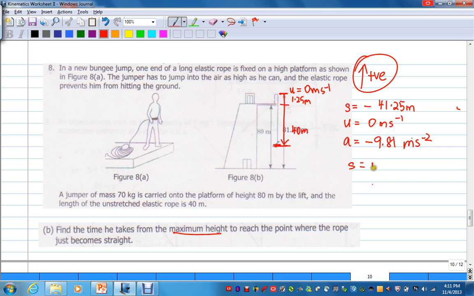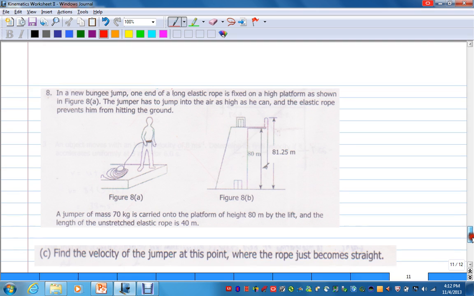Yes, I can use s equals ut plus half at squared. So my s in this case will be minus 41.25. My ut will be gone because u is 0. Then this will be half times a, which is minus 9.81, times t squared. Notice that there are negative signs on both sides, right? So your t squared will end up being a positive value. So we take 41.25 times 2 divided by 9.81. Your time will be 2.9 seconds. Here you have to reject negative time because time can never be negative.